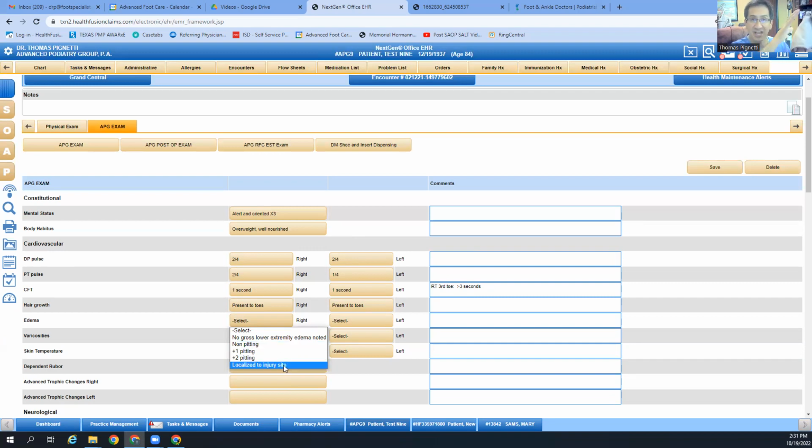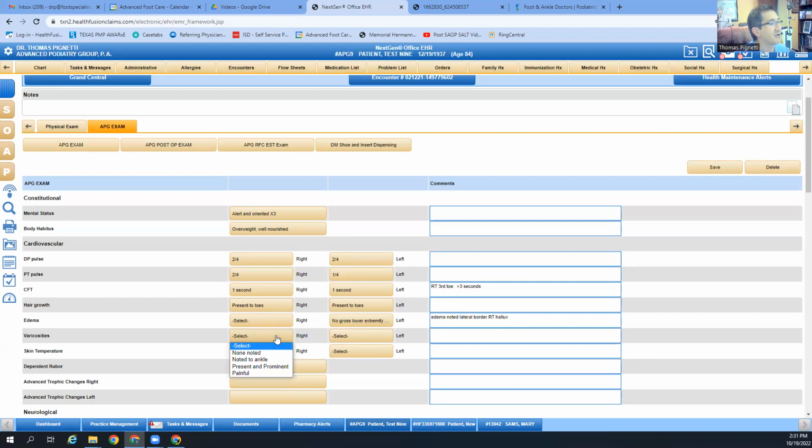Edema that is not general but localized to an injury: if they've got a swollen fifth toe because they banged it, we'll say it's localized to the injury site. So we'll say it's localized to the injury site, and they got an ingrown toenail. We'll say they've got some edema on the ingrown toenail. So they have a right ingrown toenail, and it's not an injury, but we'll say edema noted lateral border right hallux.